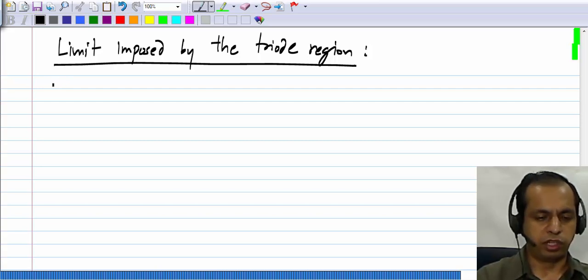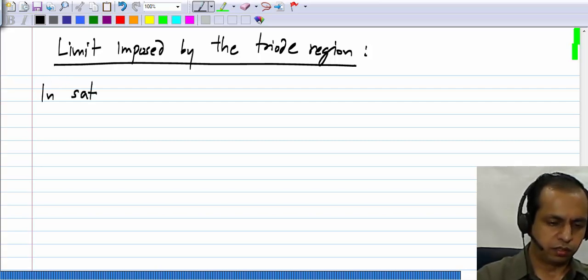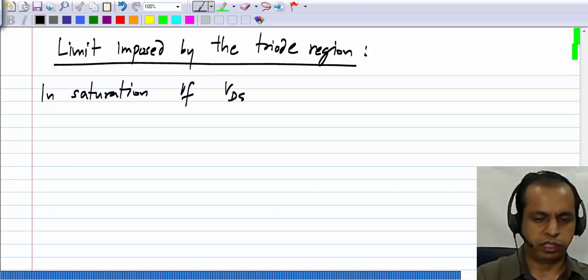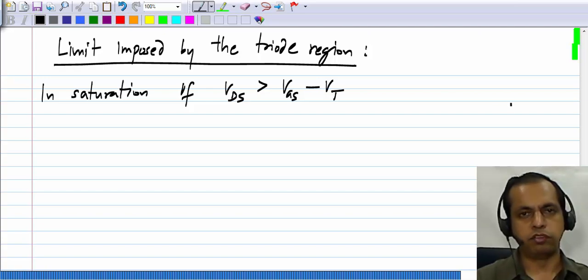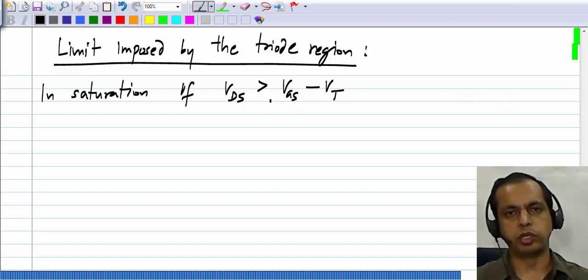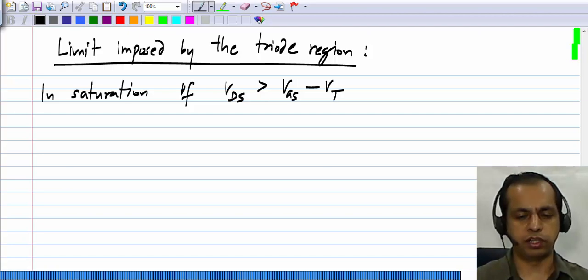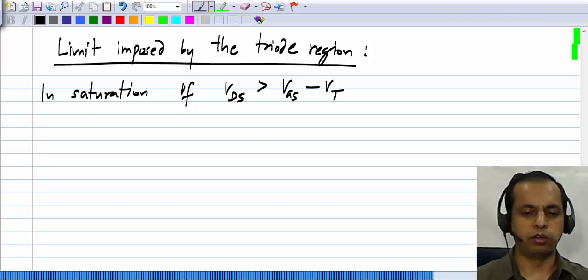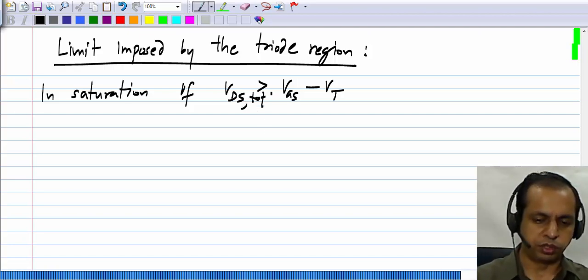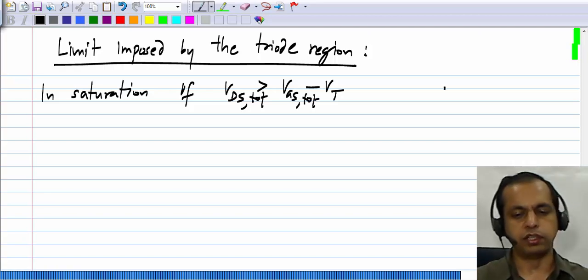Now the transistor remains in saturation if VDS is greater than VGS minus VT, and otherwise, if VDS becomes less than VGS minus VT, it enters triode region. Now to evaluate this limit, we just have to substitute the total quantities in here.